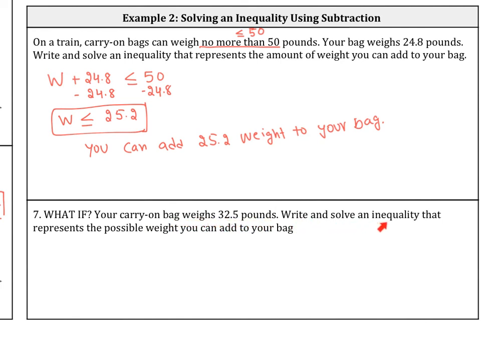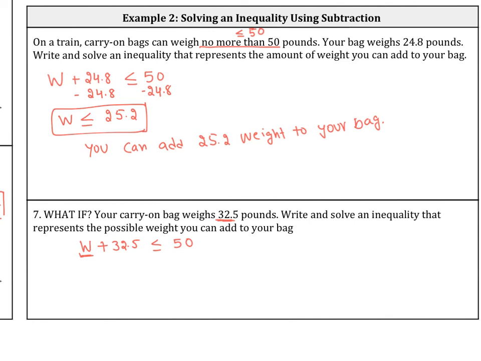Next question is, what if your carry-on bag weighs 32.5 pounds? Write and solve an inequality that represents the possible weight you can add to your bag. Now the inequality would be W plus 32.5 less than or equal to 50, because you already have 32.5 in the bag. What else can you add? That's W. That should not exceed 50.